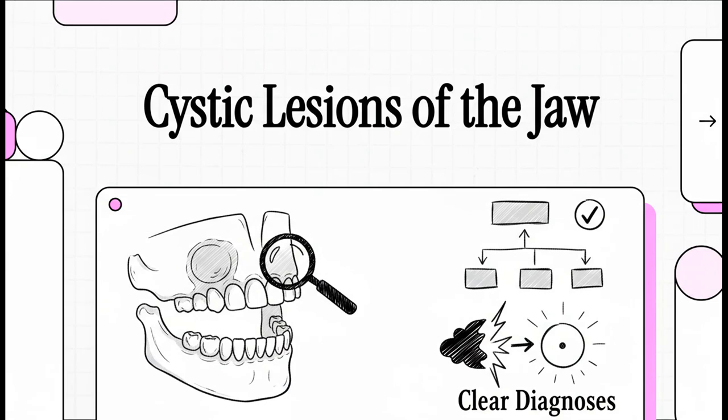All right, let's get into it. Today, we're basically playing detective, but our crime scene is one of the most complex parts of the human body, the jaw. We're going to break down the whole diagnostic challenge of cystic lesions and hopefully turn those confusing shadows you see on an X-ray into some clear-cut diagnoses. So, let's start our investigation.